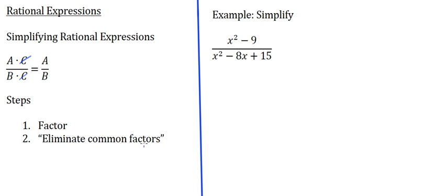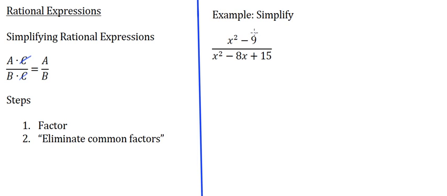I will explain this to you via this example on the right. But in essence, eliminating common factors means just eliminating common factors, one on the numerator, one on the denominator, right? One on the top, one on the bottom in general. Okay, so let's take a look at this first example. Simplify these rational expressions: x squared minus 9 divided by x squared minus 8x plus 15.